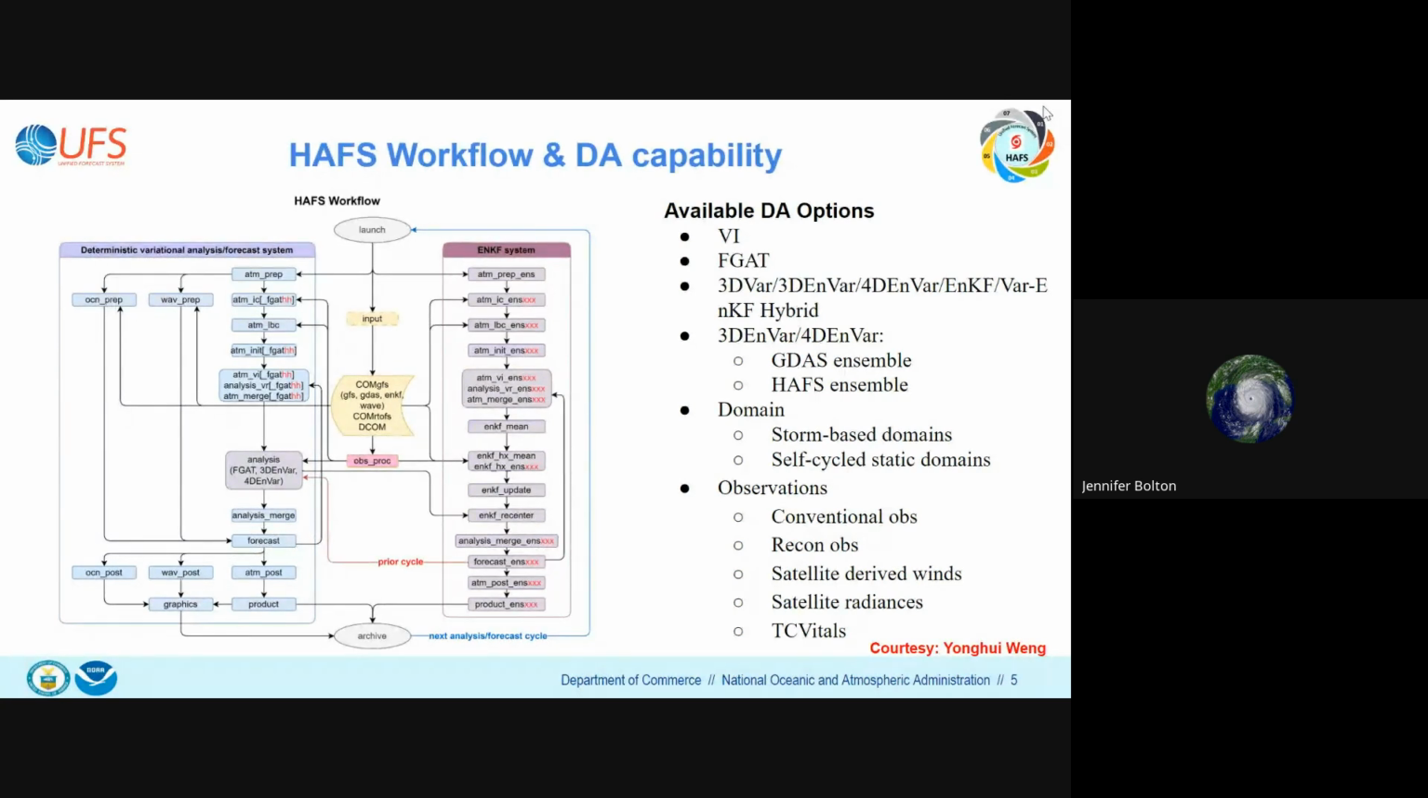We can do with GDAS ensembles as well as with HAFS-based ensembles, a little bit more on that. Domain, we can deal with storm-based domains as well as self-cycled static domains. And observations, we have access to conventional obs, recon-based obs, satellite-derived winds, satellite-based radiances, as well as TC vitals. Next slide, please.